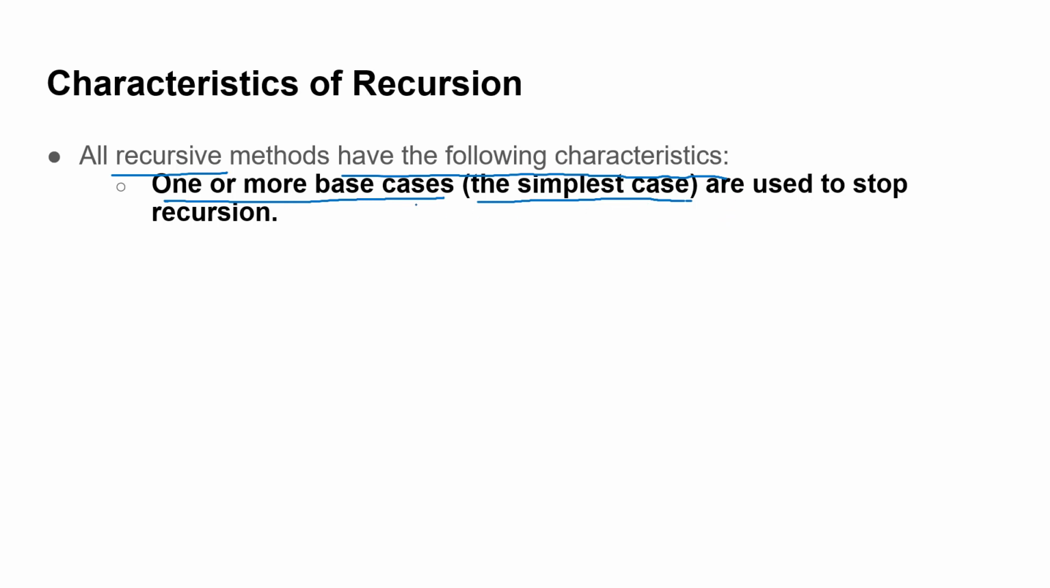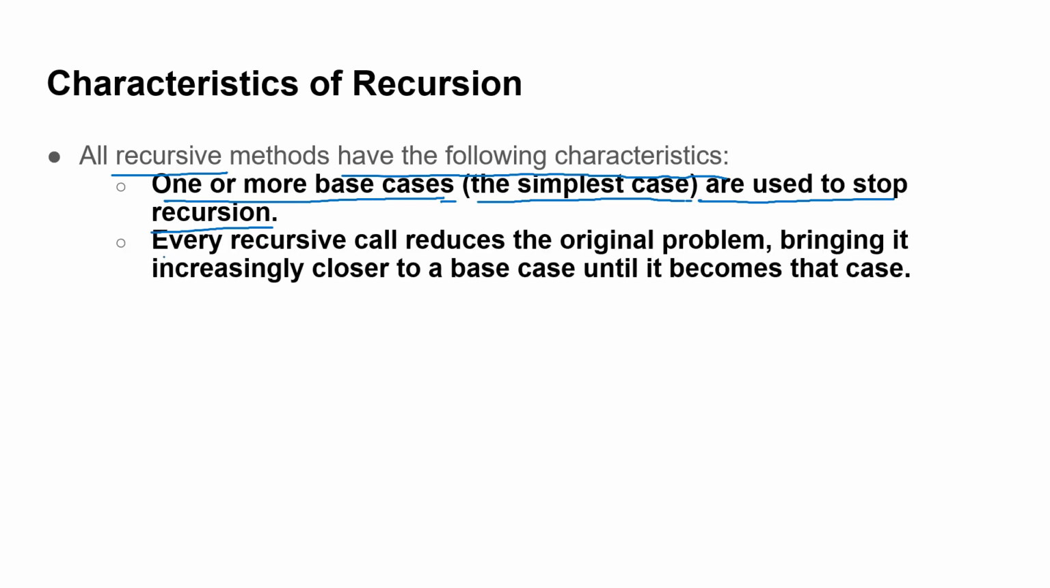So one or more base cases are there. These are the simplest cases and are used to stop the recursion. If you don't have base cases, then the recursion will continue to run forever, and which is a bad news. So every recursion problem should have a base case. Every recursive call reduces the original problem, bringing it increasingly closer to the base case until it becomes that case itself, right? So that happened in case of factorial and also for the Fibonacci sequence.